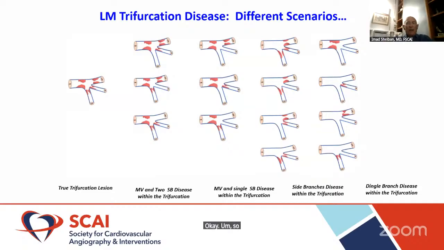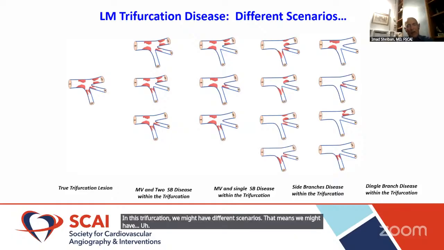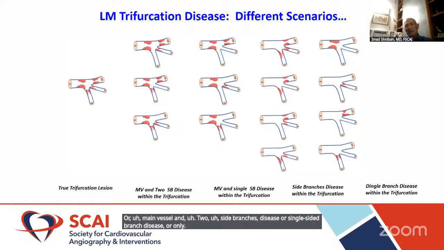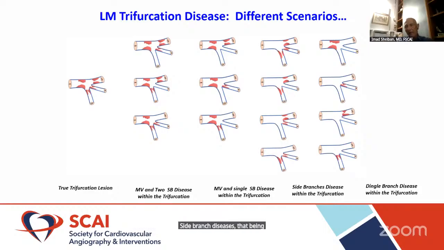So in distal left main trifurcation, we might have different scenarios. That means we might have true trifurcation lesion or main vessel and two side branch disease, or single side branch disease, or only side branch diseases. That means one, two, or all three.